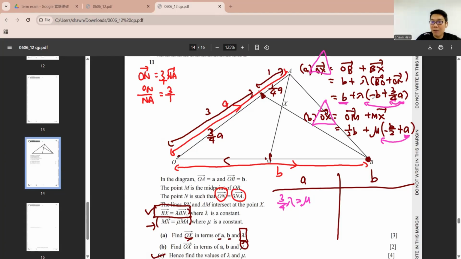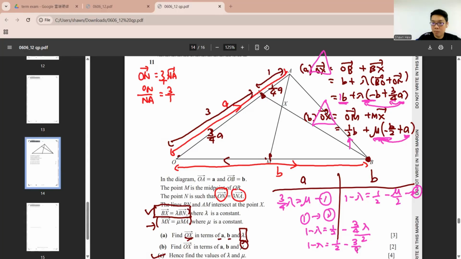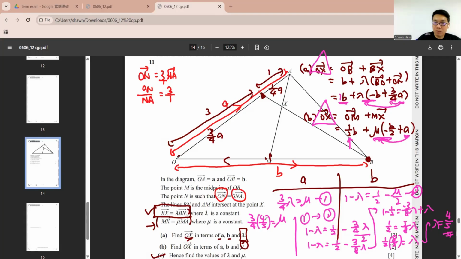Then for B, we have here and here. Coefficient of B here is 1. Coefficient of B here is minus lambda. Then for the second OX equation, the coefficient of B is half. Here the coefficient of B is negative mu over 2. Then we substitute equation 1 into equation 2. Lambda is 4 over 5. Then we substitute back to equation 1, mu is 3 over 5.